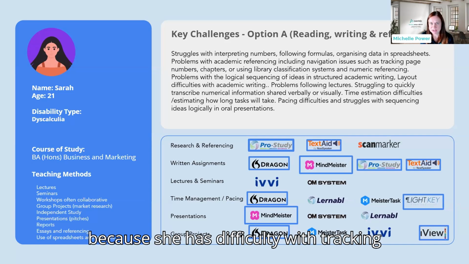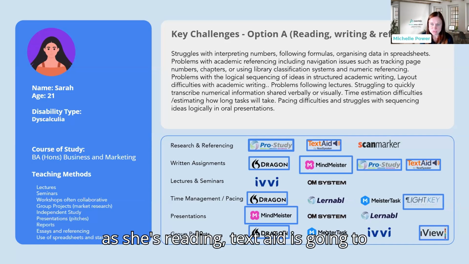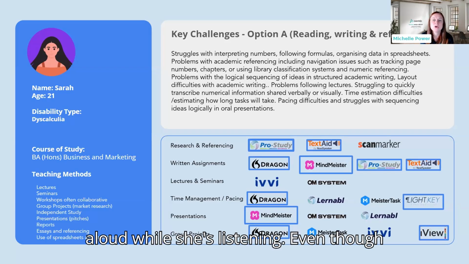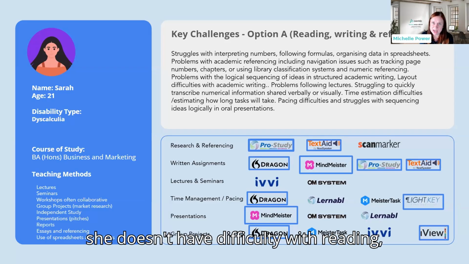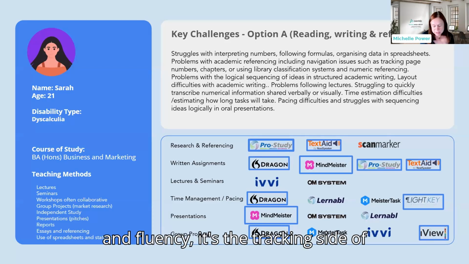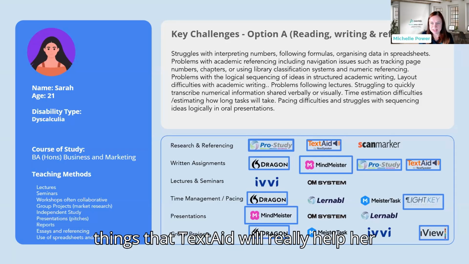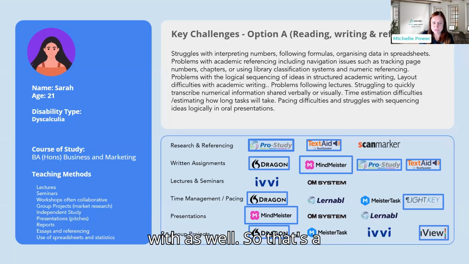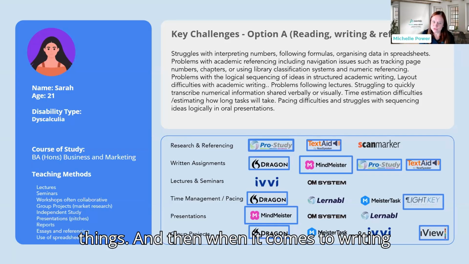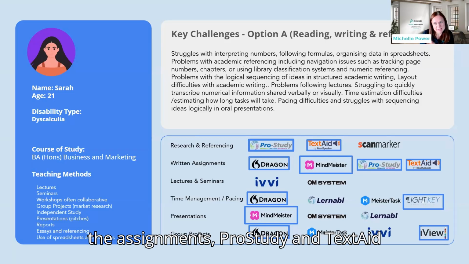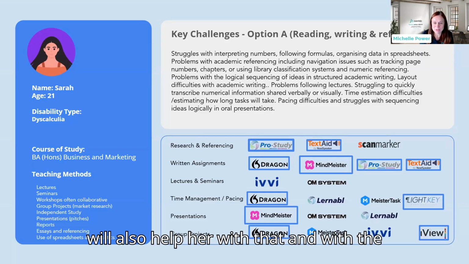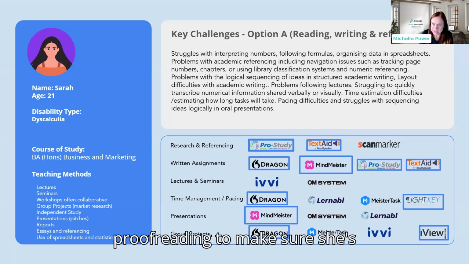And because she has difficulty with tracking as she's reading, TextAid is going to help with that, as it will read the text aloud while she's listening. Even though she doesn't have difficulty with reading and fluency, it's the tracking side of things that TextAid will really help her with. So that's the researching and referencing side of things. And then when it comes to writing the assignments, ProStudy and TextAid will also help with the referencing side of things, and also proofreading to make sure she's happy with how it's written, and she can listen to it.